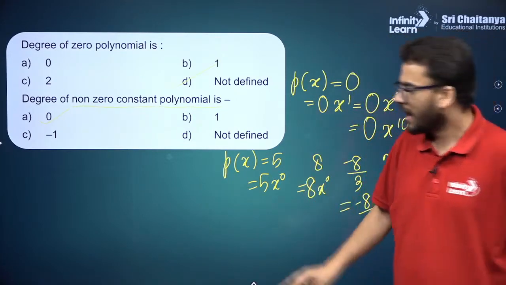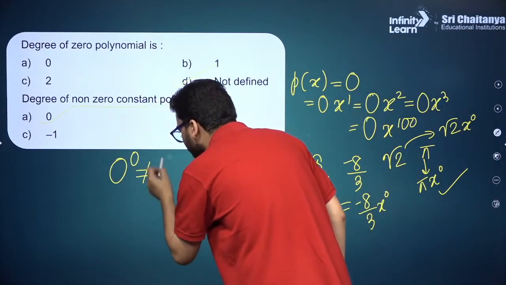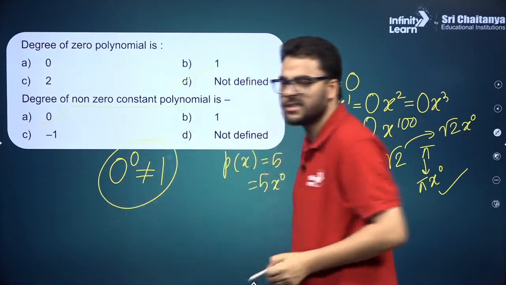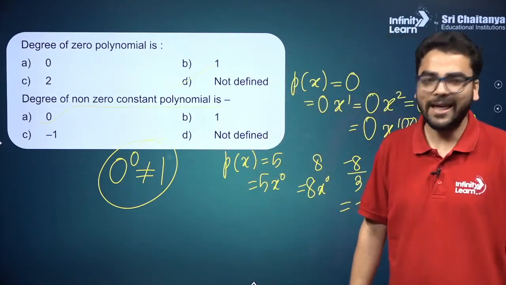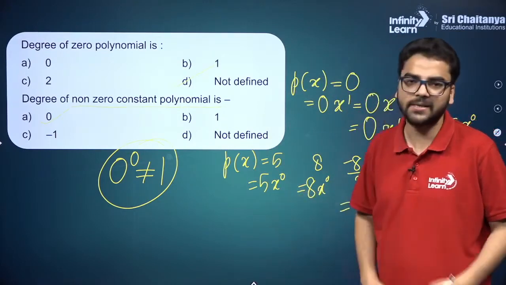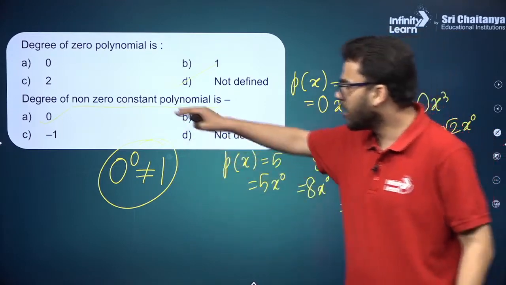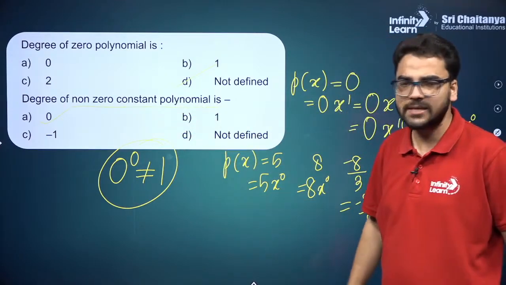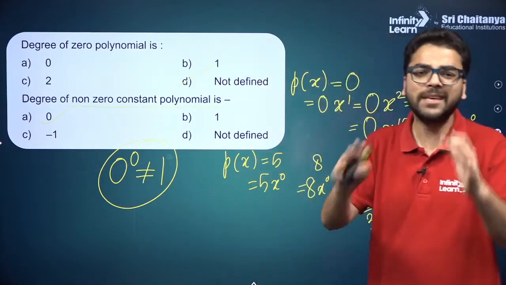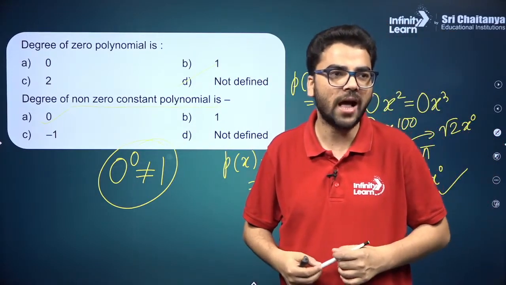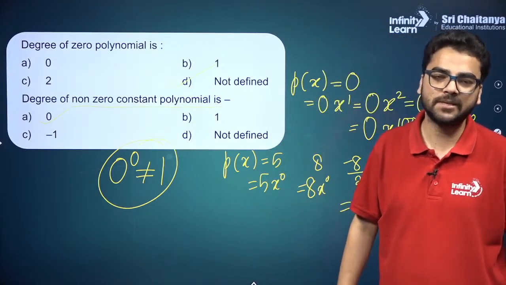You got it? So anything raised to the power 0 is 1, but 0 raised to the power 0 is not 1 because it is an indeterminate form. Obviously, I am not going into detail of why it is an indeterminate form. Anything raised to the power 0 is 1 except 0 raised to the power 0. I hope it is clear. So degree of a non-zero constant polynomial is 0 and degree of the zero polynomial is not defined. I hope these things are clear to every student. Vrishak, Adarsh, Supertech, Aisha, any doubt in these concepts?